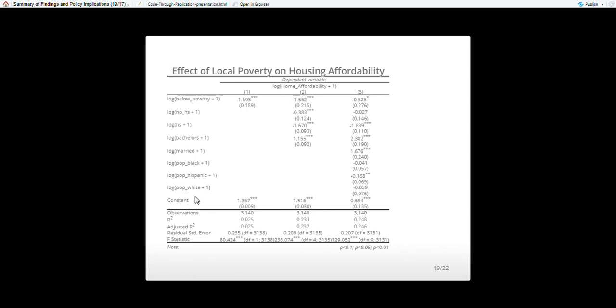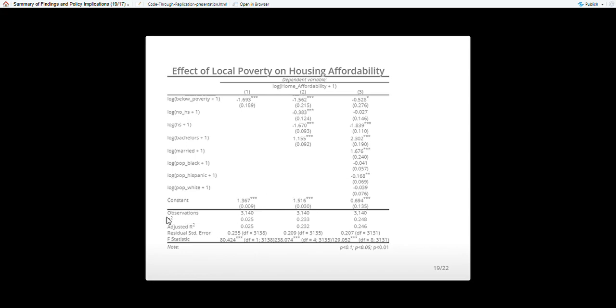The coefficient indicates the expected change in the natural logarithm of home affordability for a 1-unit increase in the natural logarithm of population Black. For instance, if the coefficient is 0.05, as we can see here, a 10% rise in Black population would result in a 10% of 0.05 increase in the natural logarithm of home affordability.